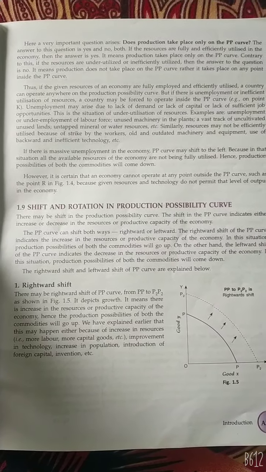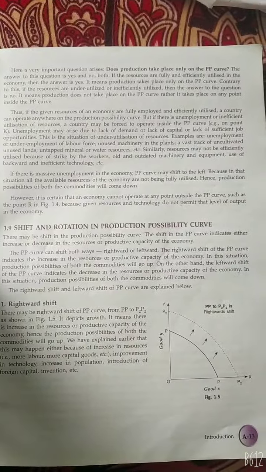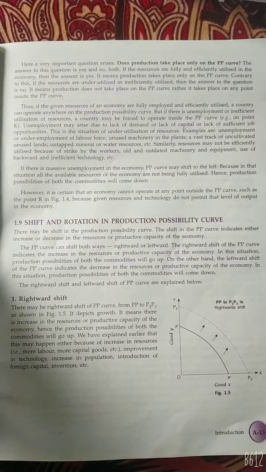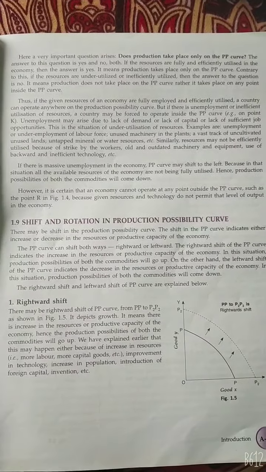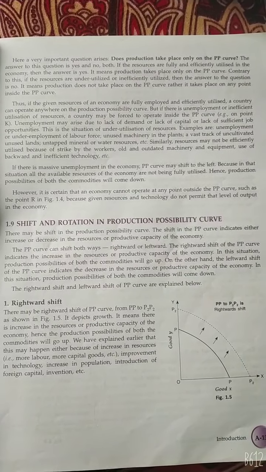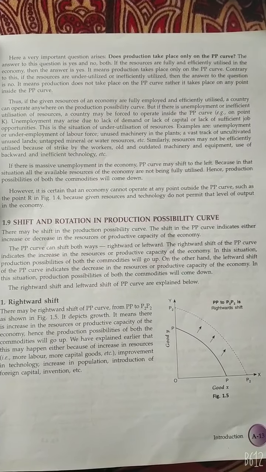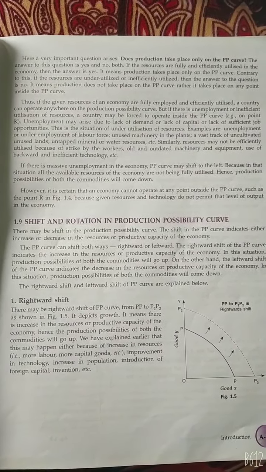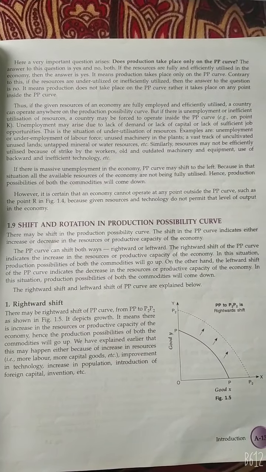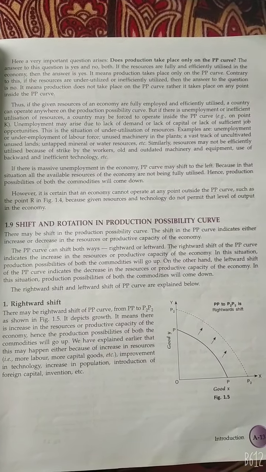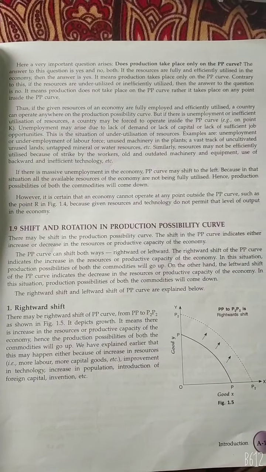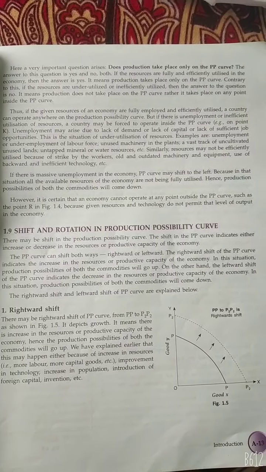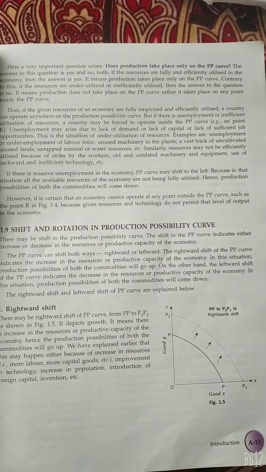Jai Hind students, today we are going to discuss the shift and rotation in the production possibility curve. There may be a shift in the production possibility curve, and a shift indicates either an increase or decrease in the resources or productive capacity of the economy. The production possibility curve, or PP curve, can be shifted both ways, rightward or leftward.